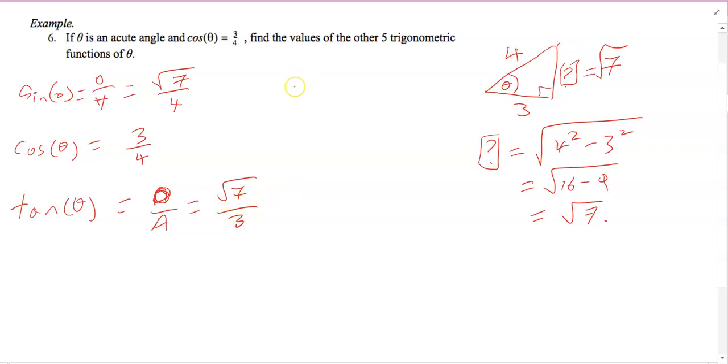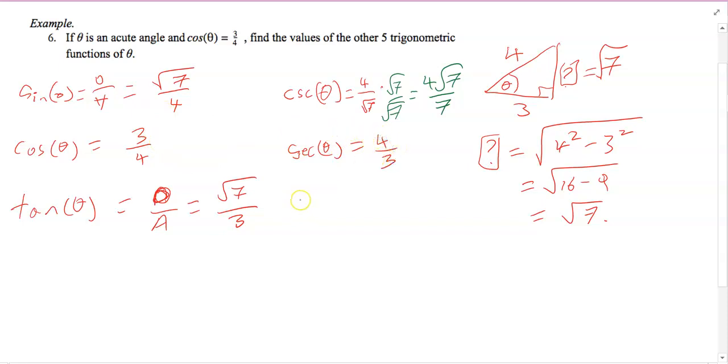Now, for the reciprocal functions, cosecant is the reciprocal of sine, so cosecant of theta will be 1 over sine theta, which will flip radical 7 over 4 to 4 over radical 7. If we rationalize that by multiplying by radical 7 over radical 7, we end up with 4 radical 7 over 7. The secant of theta, which is the reciprocal of cosine of theta, is 1 over 3/4. Flip the 3/4, it becomes 4/3.